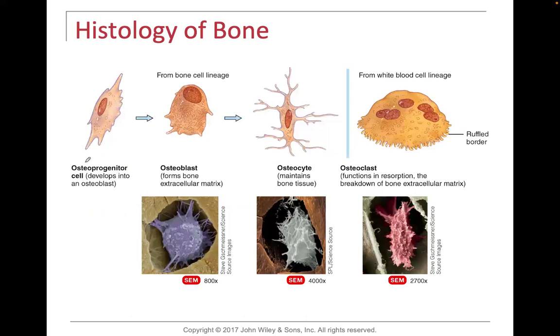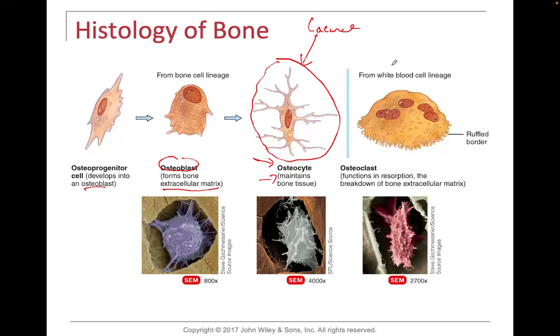So you have this osteoprogenitor cell, and that develops into an osteoblast. What does an osteoblast do? It's going to form the extracellular matrix. But now this osteoblast is going to get stuck in this cavity, and that cavity is called a lacunae. Now the cell is not an osteoblast, it's called an osteocyte. It's a mature cell. Mature cells maintain, M&M. The mature cell maintains the bone tissue.